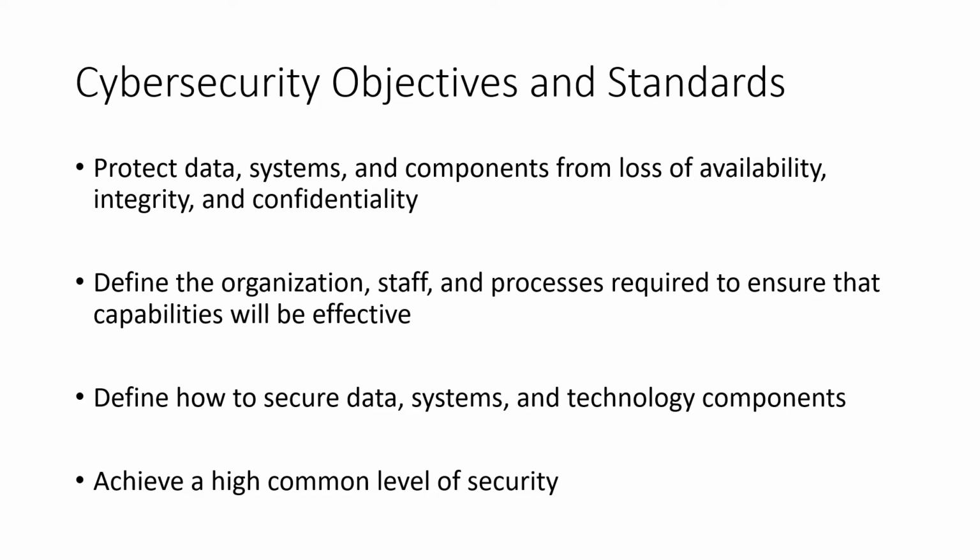Cybersecurity objectives and standards. What are they there for? We want to protect data systems and components from loss of availability and integrity and confidentiality. We have AIC. Those are the three basic tenets of security, cybersecurity. Want to define the organization, the staff, processes required to ensure that capabilities are going to be effective. Define how to secure data, systems, and technology components. Want to achieve a high common level of security. There's various approaches to this.